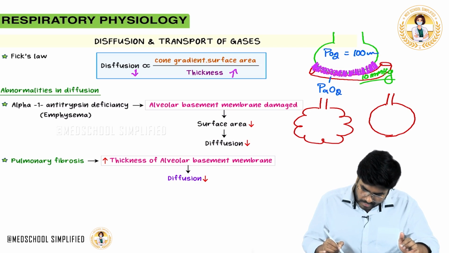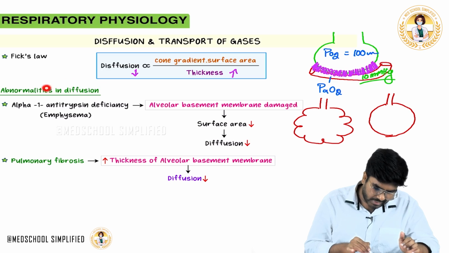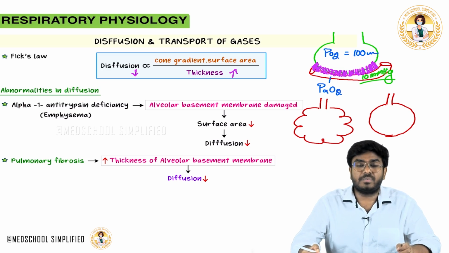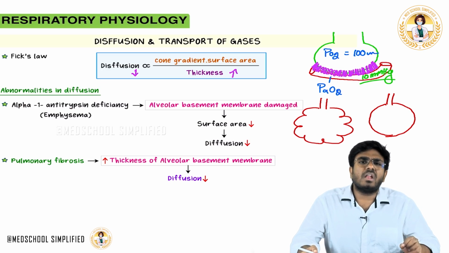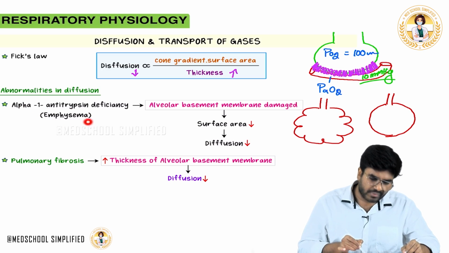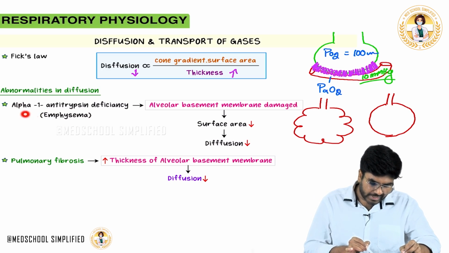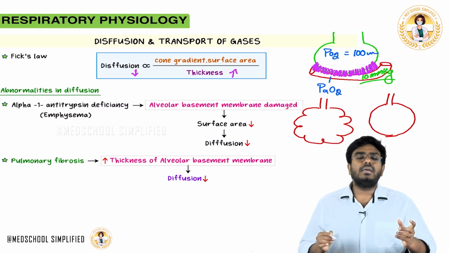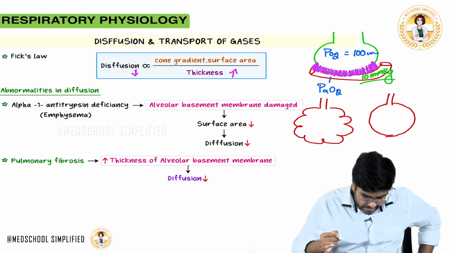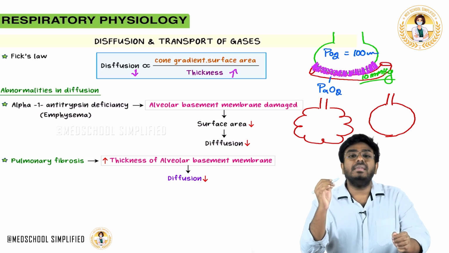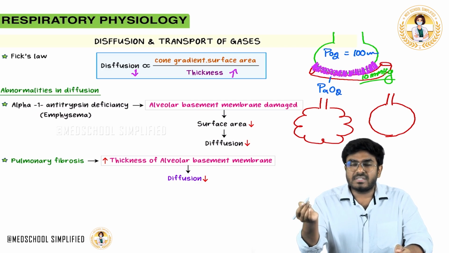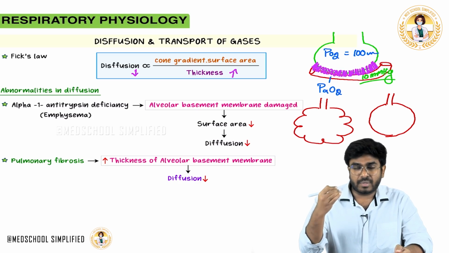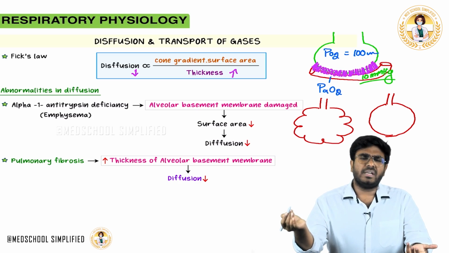Now let's see the conditions where there are abnormalities in diffusion. First condition is alpha-1 antitrypsin deficiency, which will cause emphysema. It is one of the congenital reasons for emphysema. The acquired reason for emphysema is smoking. Smoking causes acquired emphysema, and alpha-1 antitrypsin deficiency causes congenital emphysema.